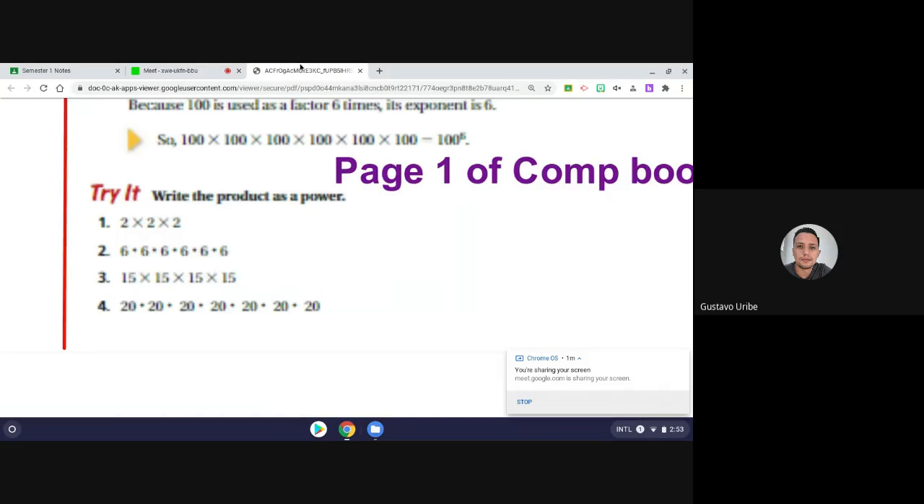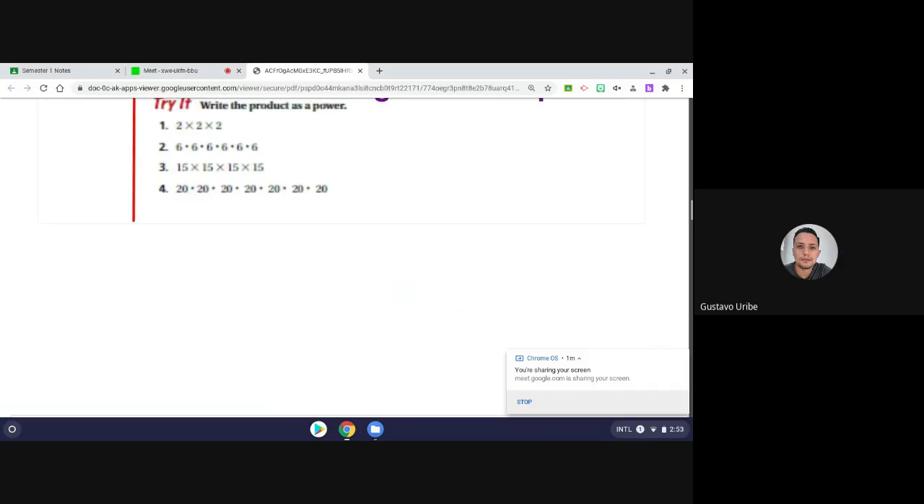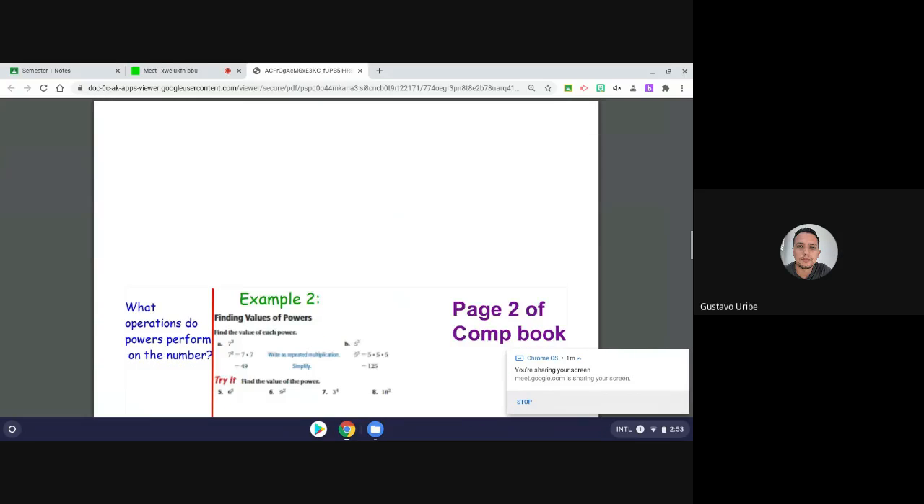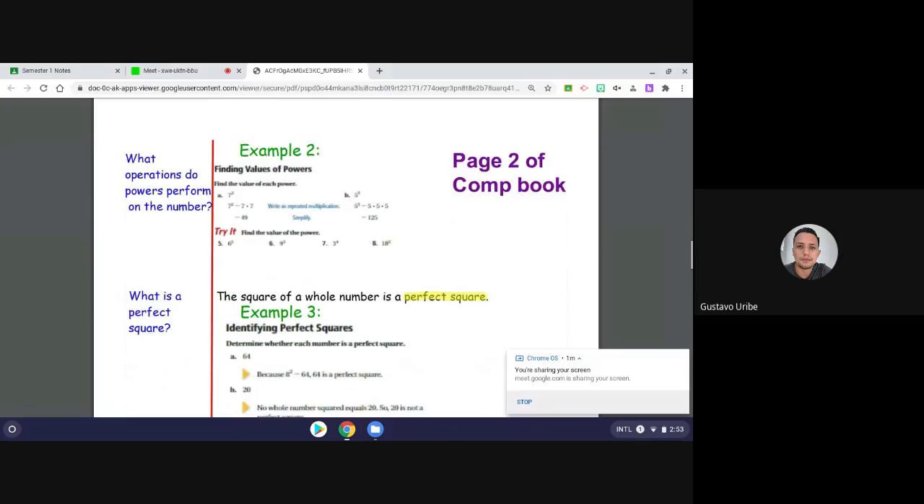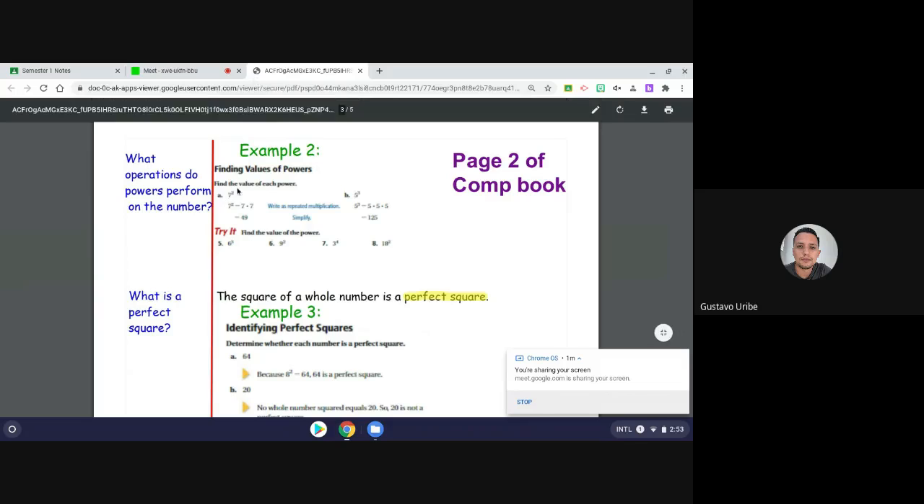Okay, now let's go back to this right here. All right, so here's another example. What operations do powers perform on the numbers? So we're going to find the value of the powers. So find the value of each power.